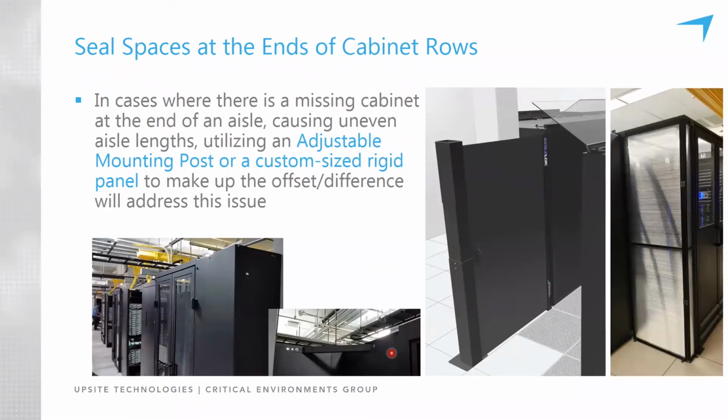In the middle there, the larger picture in the middle, so Upsite's got a unique way of addressing this situation as well. So this is called an adjustable mounting post. So this is a rigid metal post that's got a big steel plate that you can mount to the floor, and you can position this post to align the cabinet on the other side of the aisle, or whatever piece of equipment might be. So now you've just created that common plane or alignment that you need to properly attach the doors and make them work.